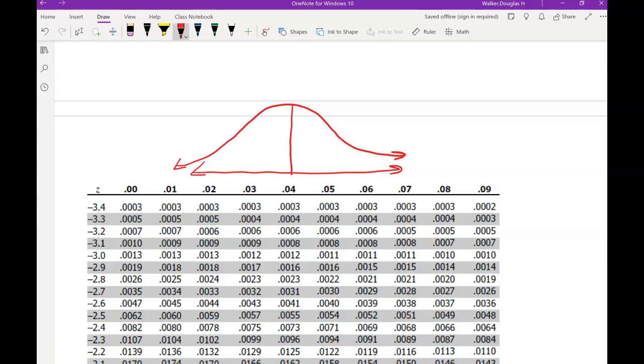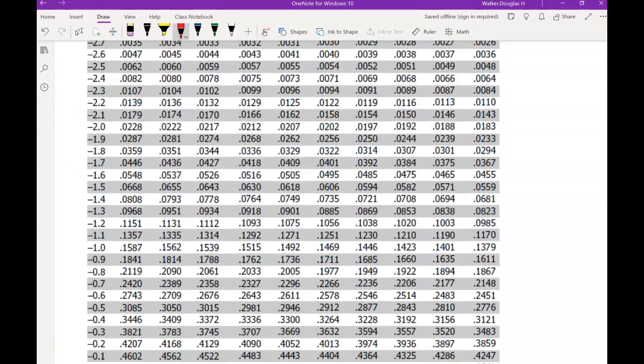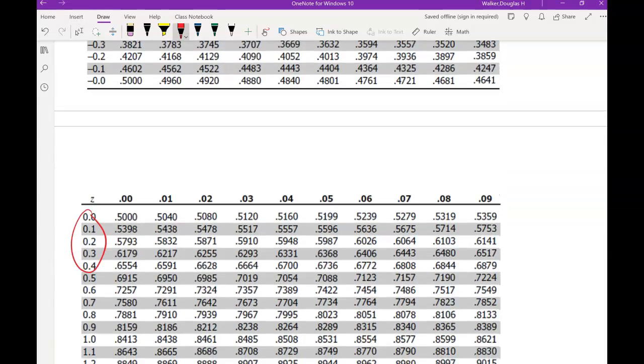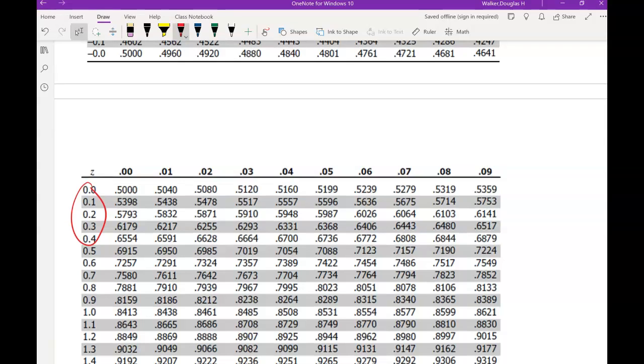But this table always tells you what percent is less. So it gives you this part of our curve to the left. This table has all negative z-scores, you'll notice. So those will all be less than 0. There's a second half of the table that does the same thing. But notice these z-scores are all positive. So they're going to give us z values greater than 0.